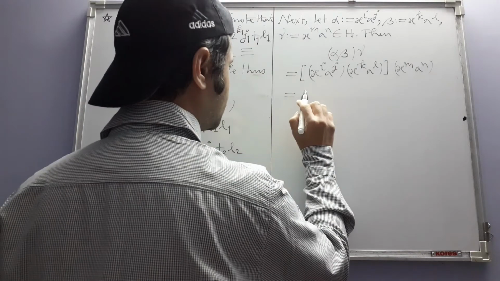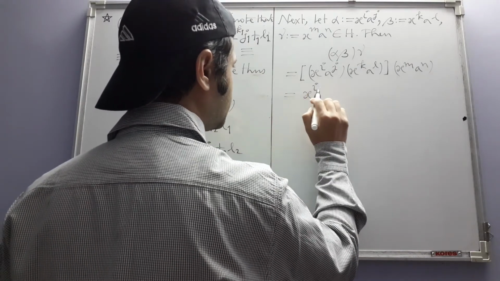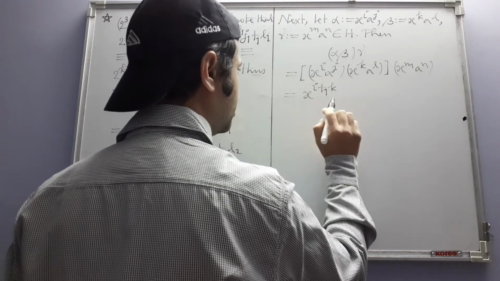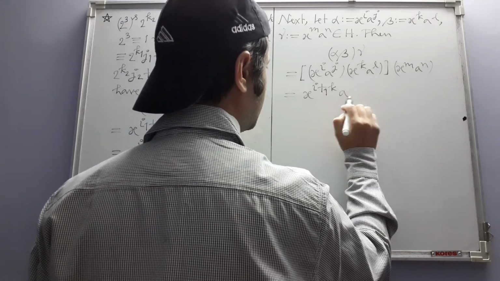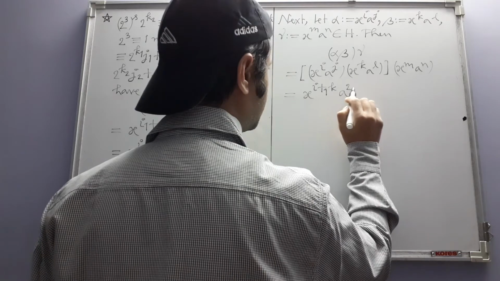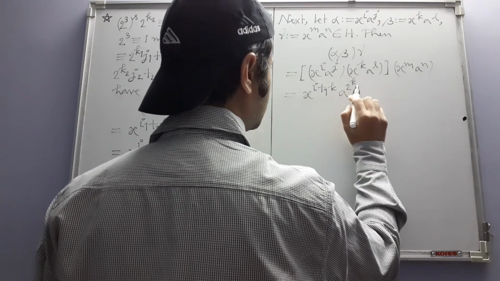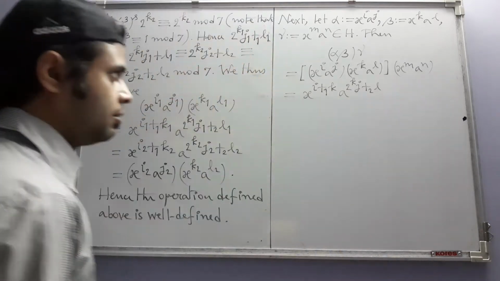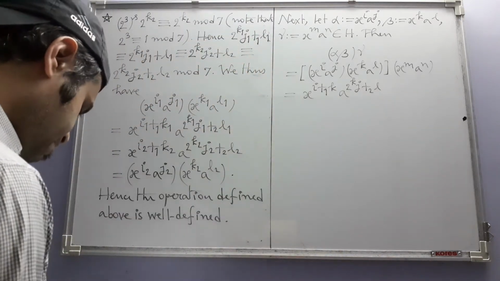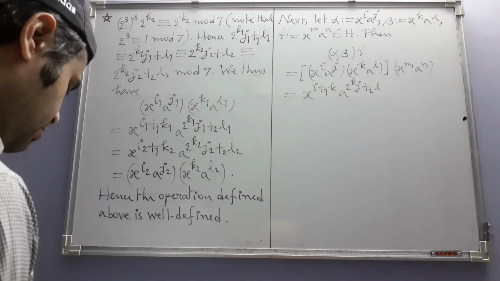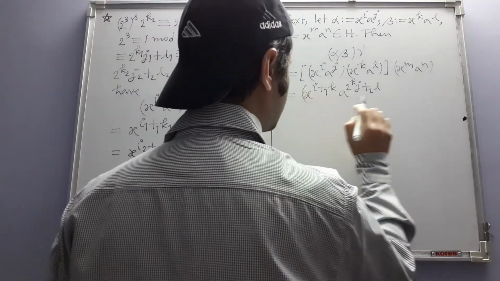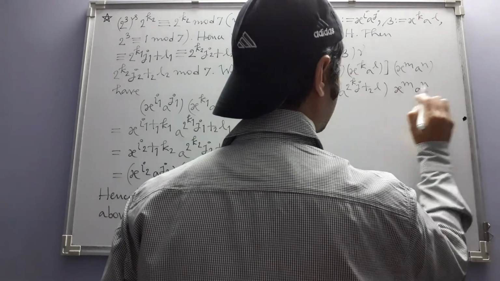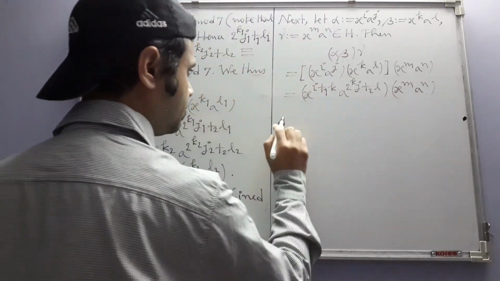So the first product is this: (i plus 1 k) a (2 to the power k j plus l). Have I written it correctly? Yes. Then this.